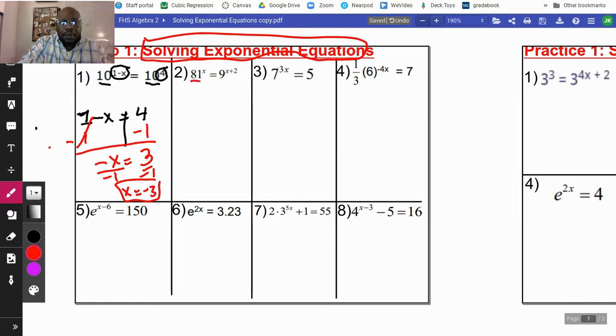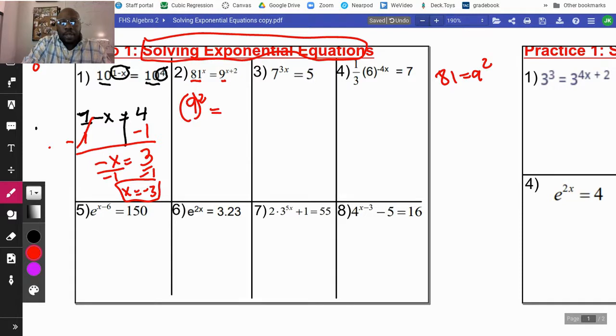Number 2, notice the bases are not equal. Here the base is 81, here the base is 9. So we've got to think about it. How can I make the bases the same? With 81, let me do some side work here. With 81, you would know that I can do 9 squared. Hey, let's use that.